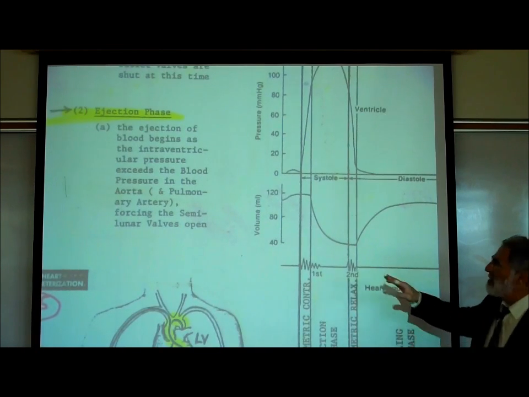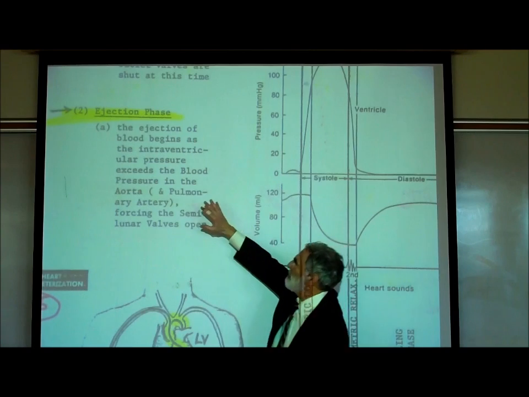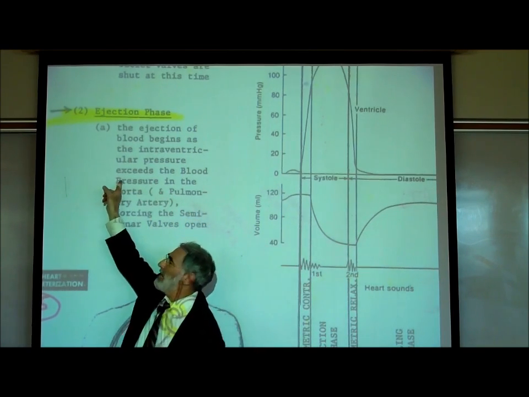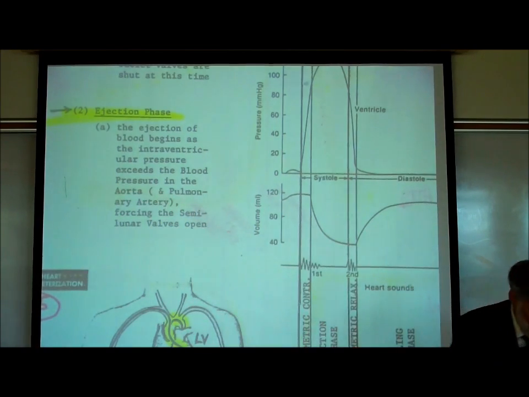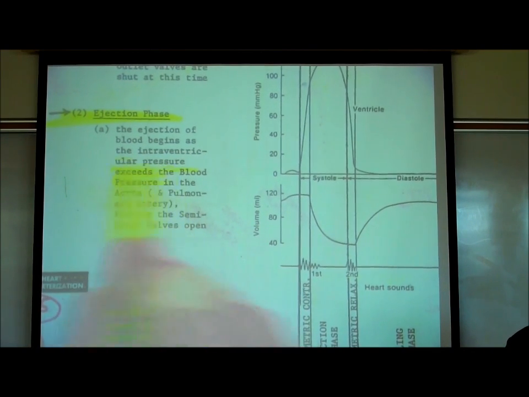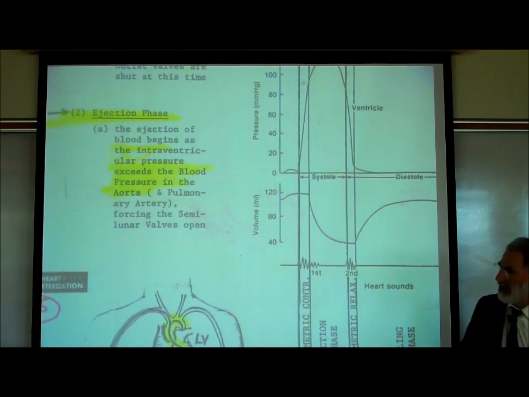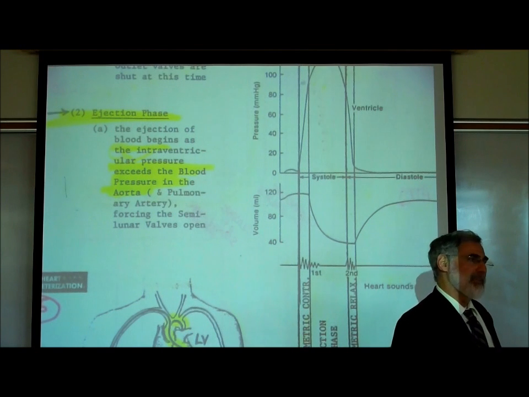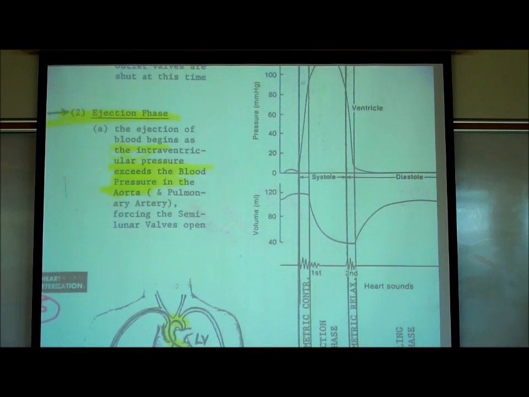Let me try to demonstrate this. I mentioned that the pressure in the left ventricle has to exceed, has to be greater than whatever the pressure is. Let's see. It has to exceed the blood pressure in the aorta. Let's try to demonstrate this.